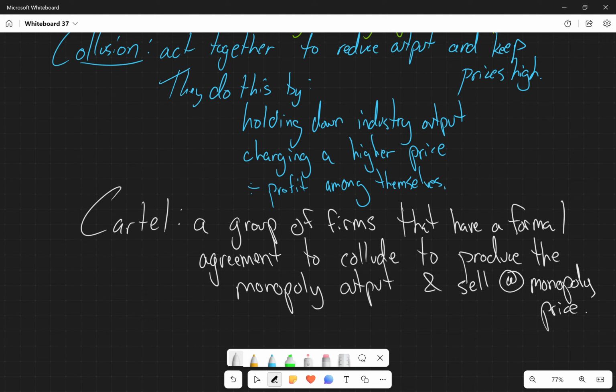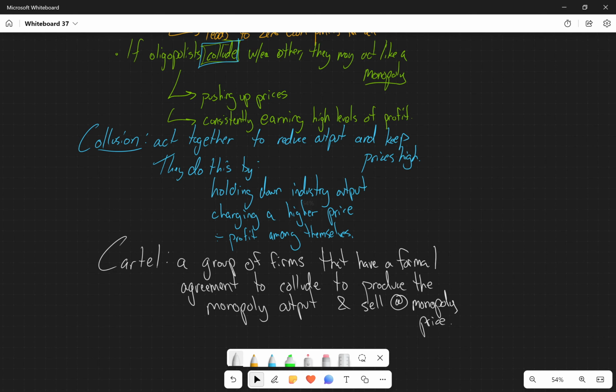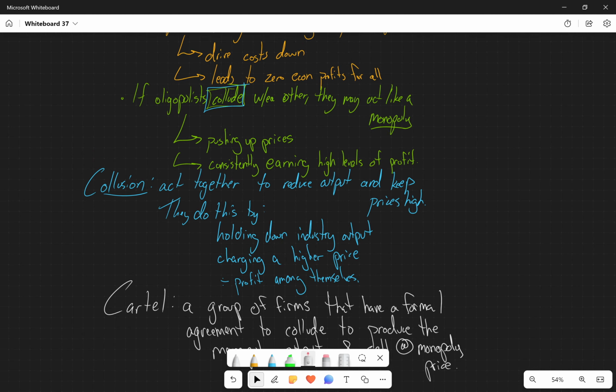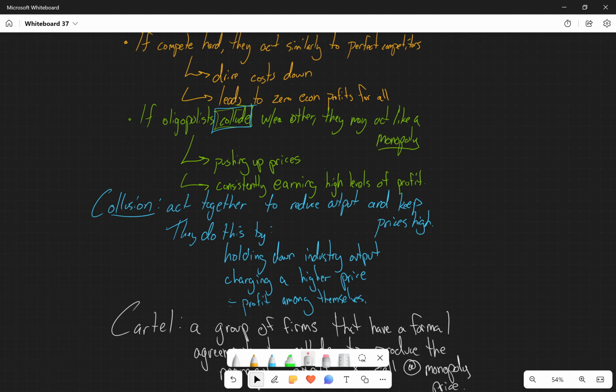So, questions on just the premise of oligopolies. The really important part is this up here, right? We're talking about if they compete, they act like perfect competitors by driving costs down and leading to zero profits. But if they collude with one another, they can push up the prices and consistently earn higher levels of profit. Questions on those dynamics? Seems easy now.